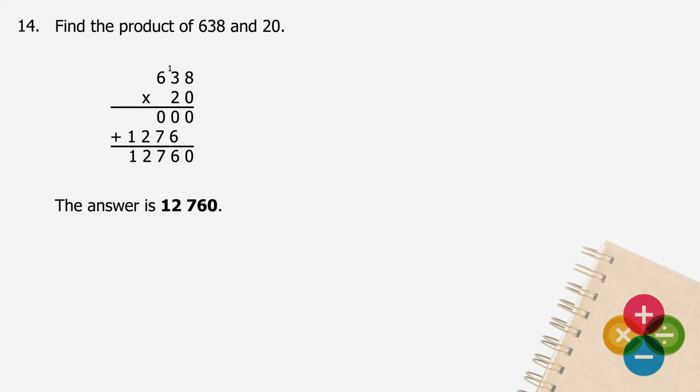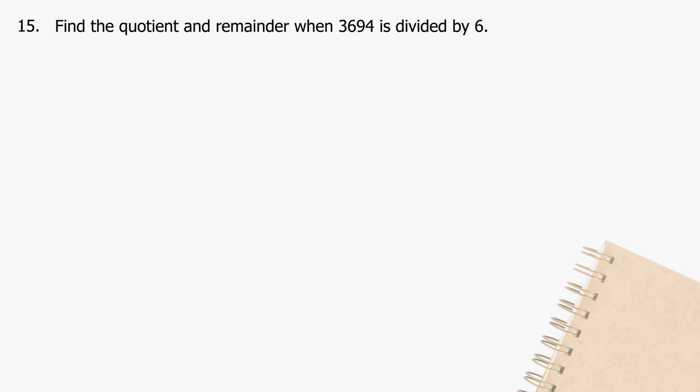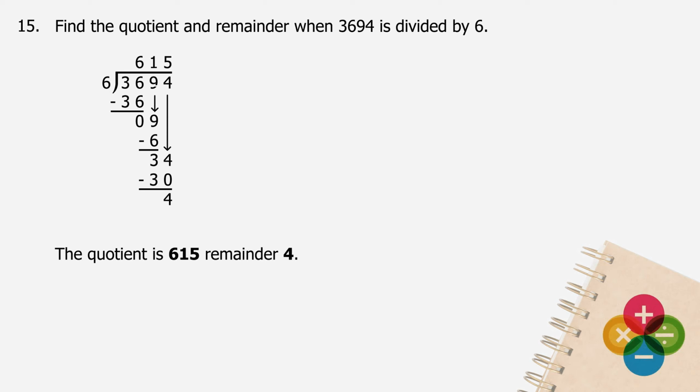Multiply 638 by 20, and the product is 12,760. Question 15. Find the quotient and remainder when 3,694 is divided by 6. Divide 3694 by 6, and the quotient is 615, remainder 4. The answer is 615, remainder 4.